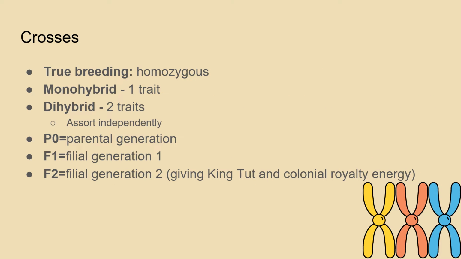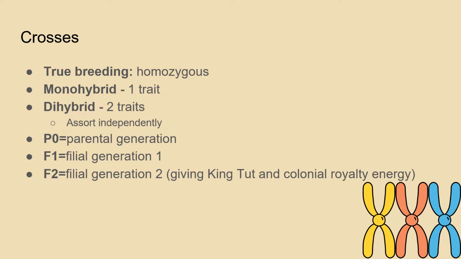Now talking about crosses. Crosses simply just means a mating. One type of cross is true breeding, in which you have two homozygous individuals mate with one another, whether that be homozygous dominant or homozygous recessive. And then you can have a monohybrid cross, which just focuses on one trait, and then dihybrid focuses on two traits. And whenever you have a dihybrid cross, those are going to assort independently because, like we said before, in meiosis, your chromosomes assort independently, so therefore your genes and alleles assort independently.